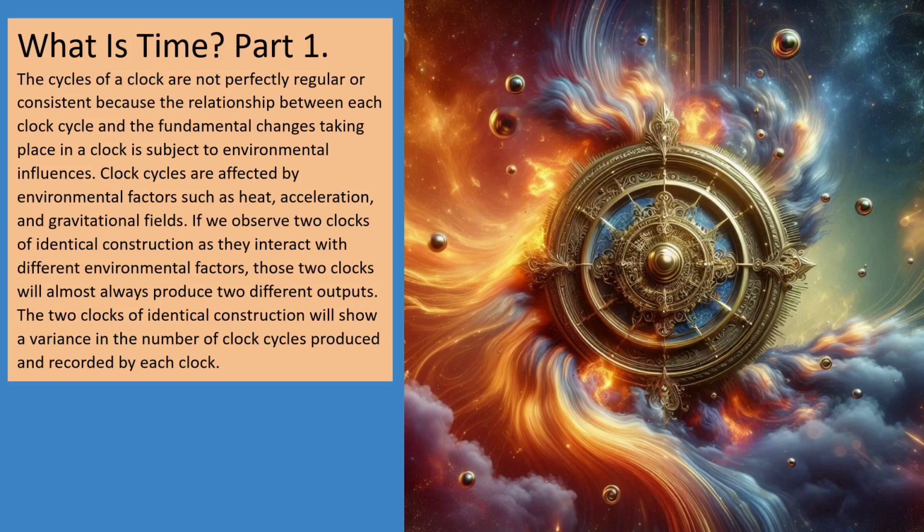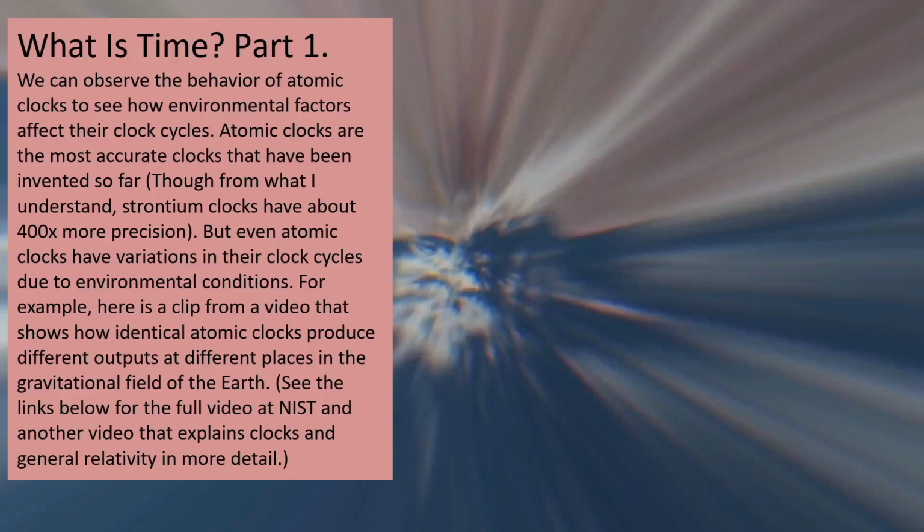If we observe two clocks of identical construction as they interact with different environmental factors, those two clocks will almost always produce two different outputs. The two clocks of identical construction will show a variance in the number of clock cycles produced and recorded by each clock. We can observe the behavior of atomic clocks to see how environmental factors affect their clock cycles.